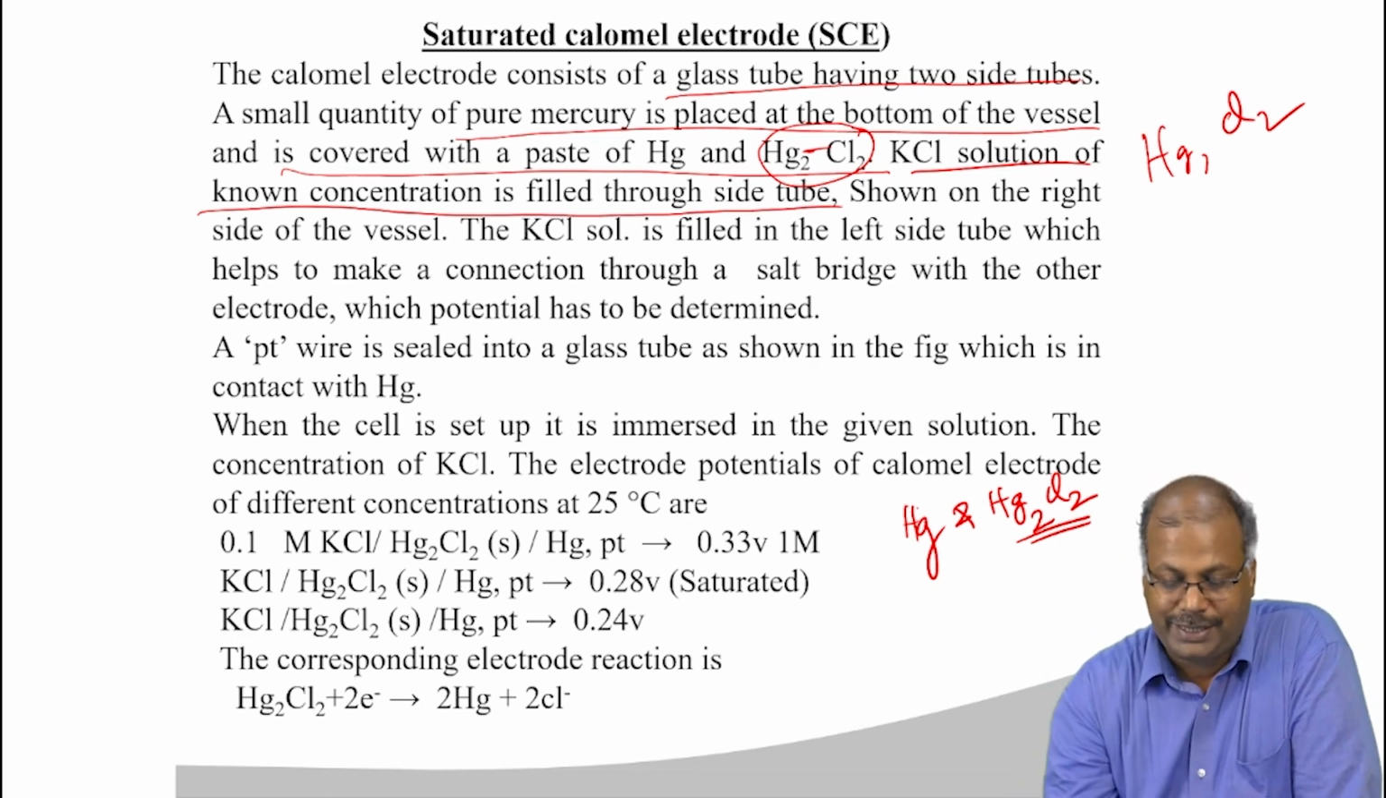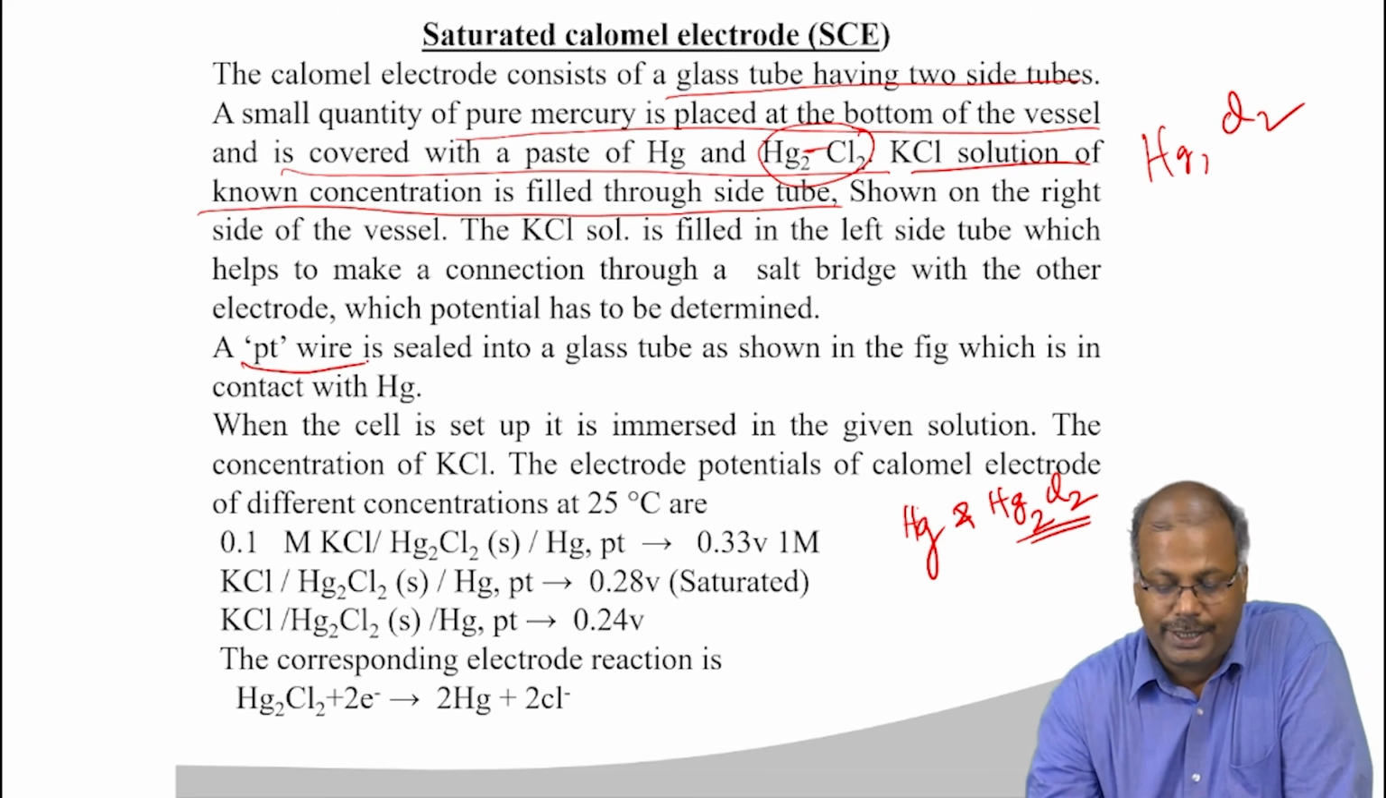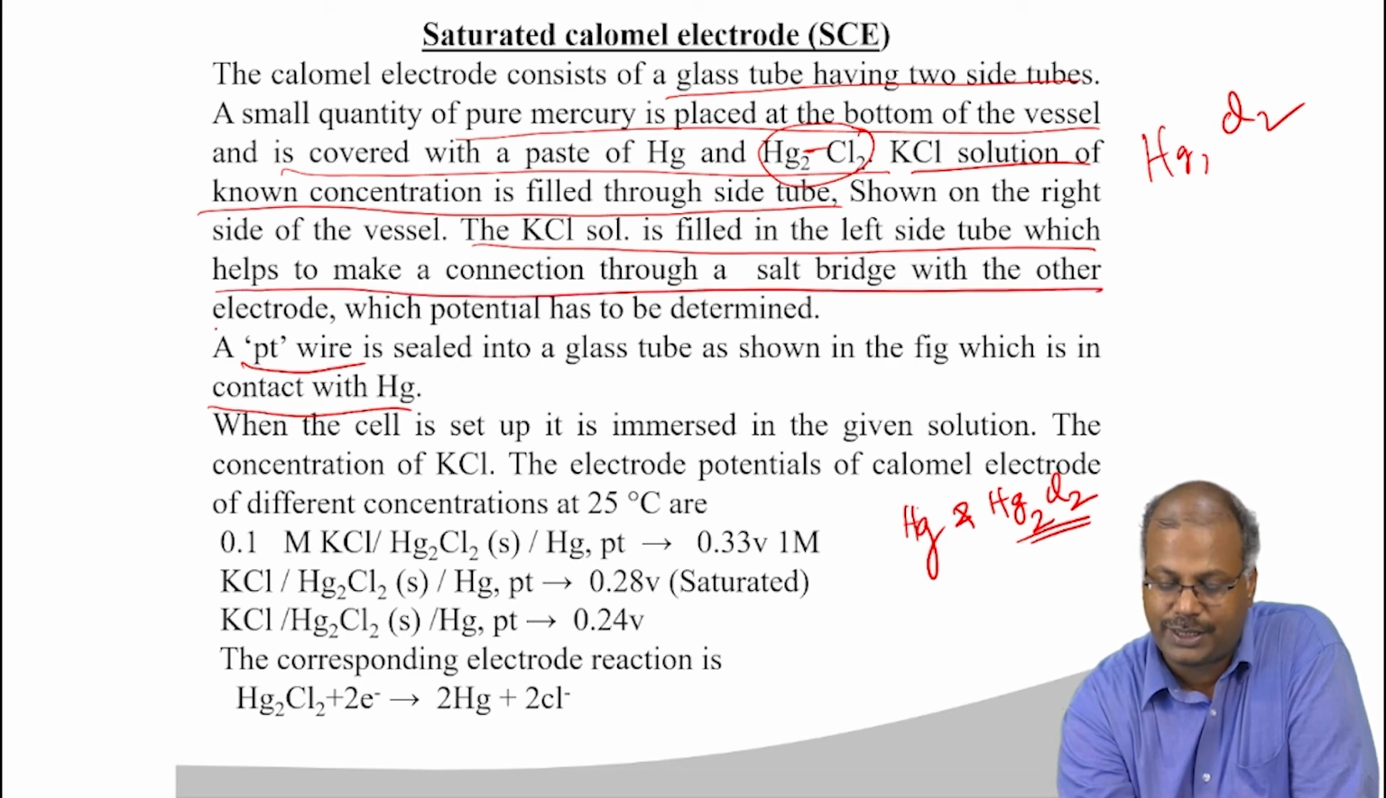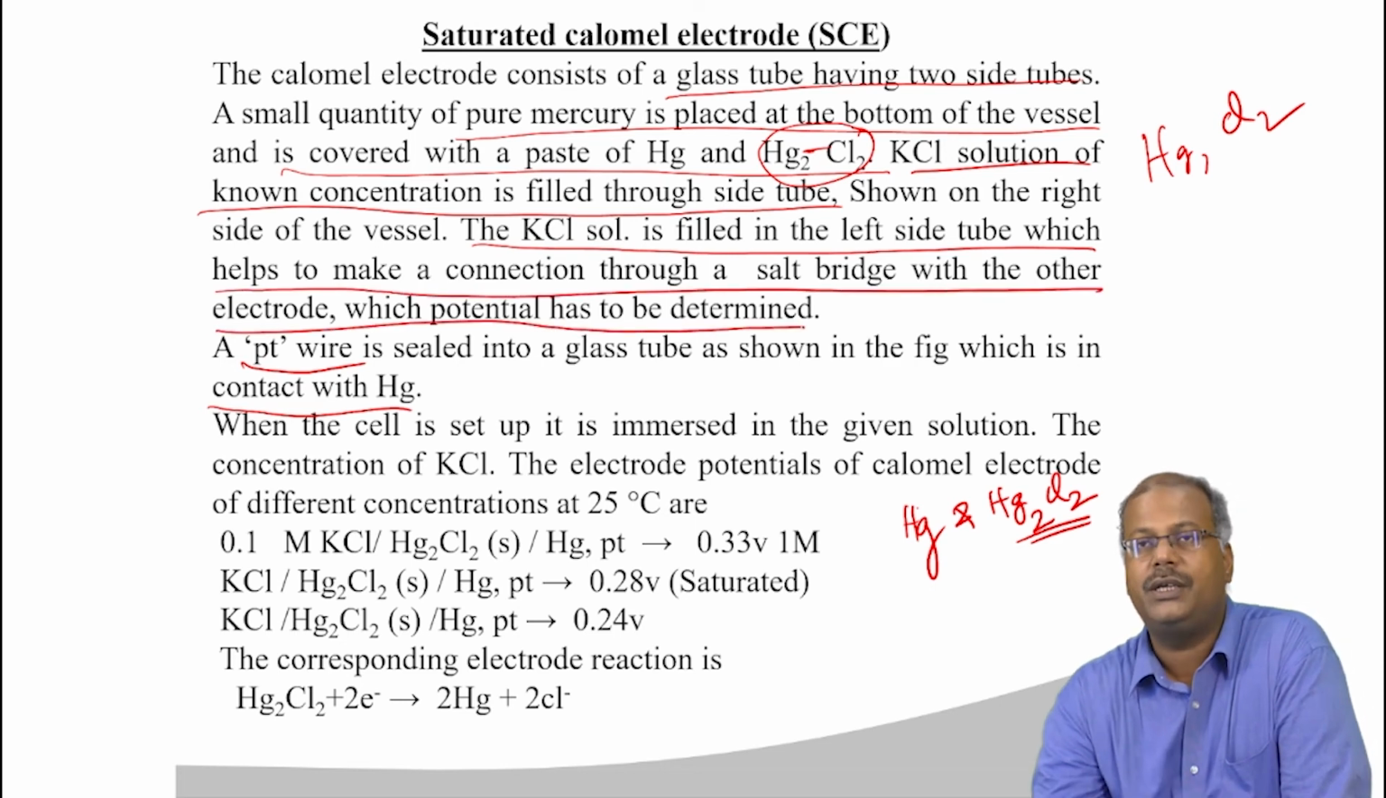Okay, so platinum wire, as we have seen in the hydrogen electrode, platinum wire is sealed into the glass tube, which is in contact with mercury. The KCl solution is filled in the left-hand side tube, which helps to make the connection through a salt bridge with other electrode, whose potential has to be determined.